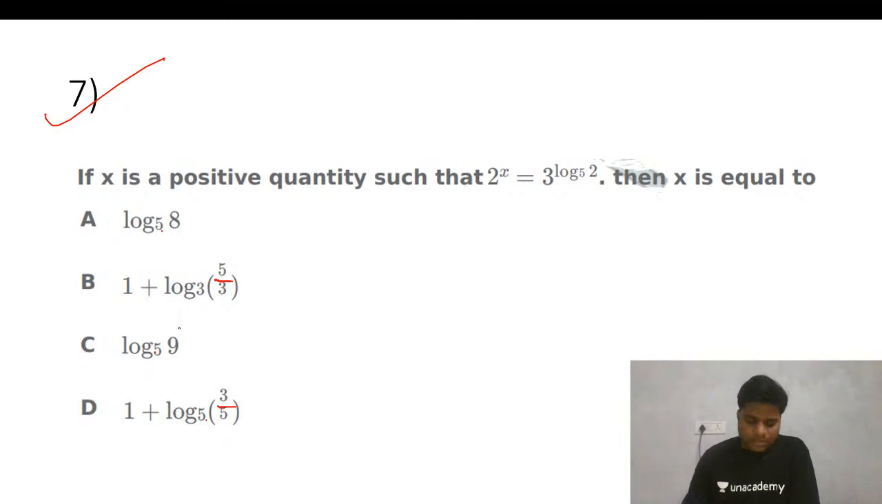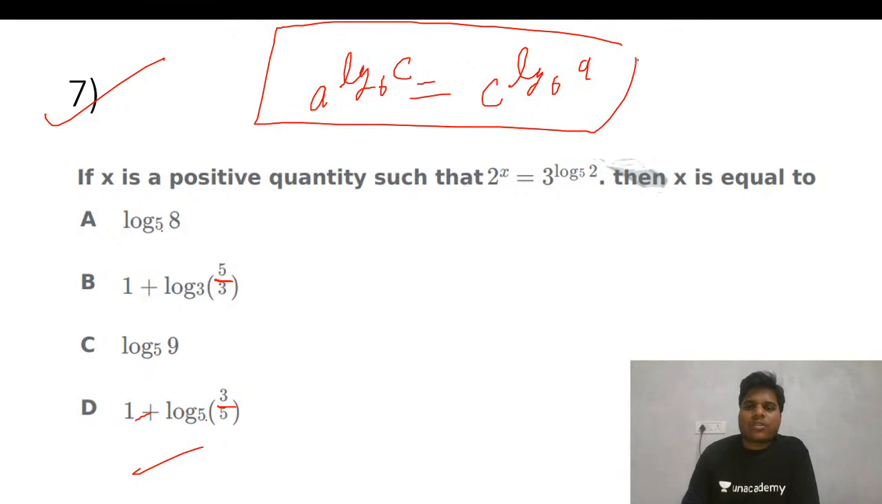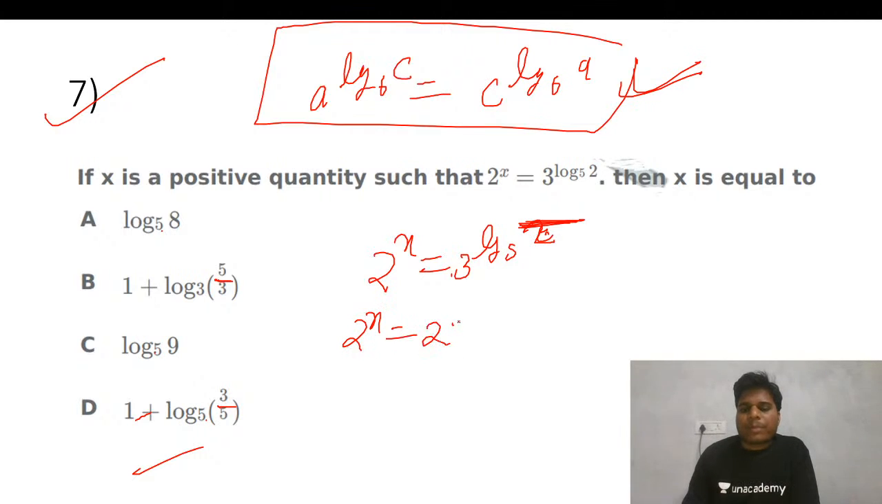So just see this question, this is very simple. I hope you are all aware of this property of log: log base b of c to the a is a log base b of c. Is this right or not? This is the property. So if this is the property, 2x equals 3 log base 5 of 2. So I will just change this, 2x equals 2 to the power log base 5 of 3. So what we get, x equals log base 5 of 3.